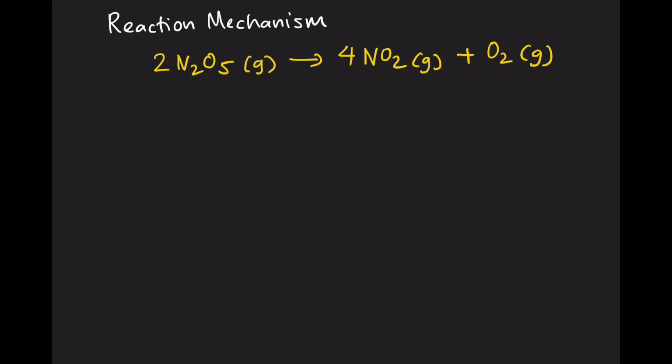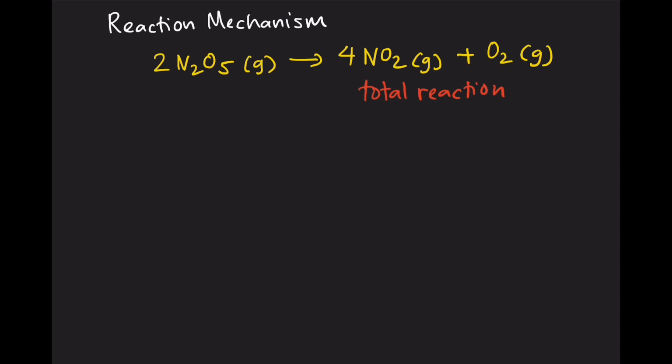This is a decomposition reaction of N2O5 gas to form two different gases, which are NO2 and oxygen. What you are seeing here is the total reaction. This is what we observe experimentally, that if we have 2 moles of N2O5, we will then get 4 moles of NO2 and 1 mole of oxygen gas.